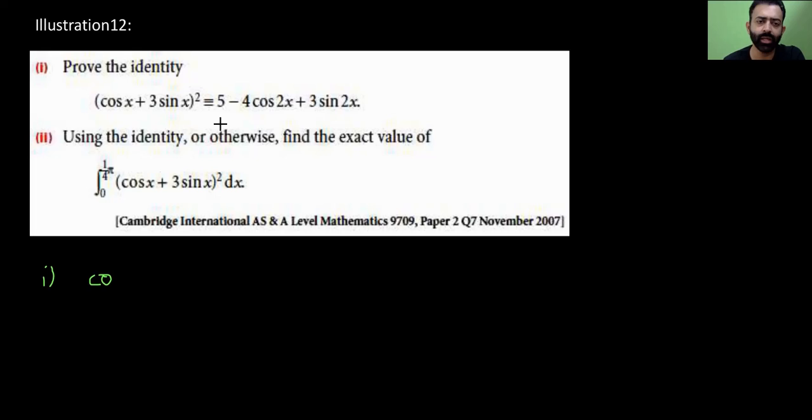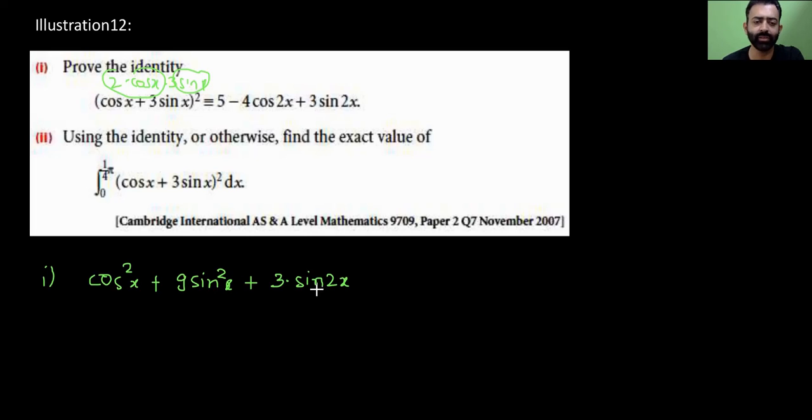Opening this LHS by using the formula of a plus b whole square, (cos x plus 3 sin x) whole square will be cos square x plus b square, which is 9 times sin square x because we square the 3, plus twice of a into b, meaning 2 into cos x into 3 sin x. So 2 cos x sin x is sin 2x, and this 3 will be the coefficient of sin 2x. So this is 3 sin 2x.